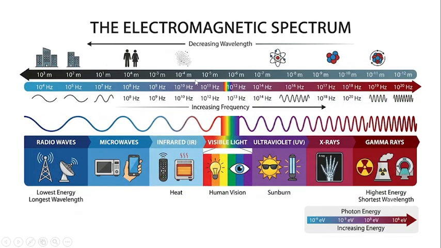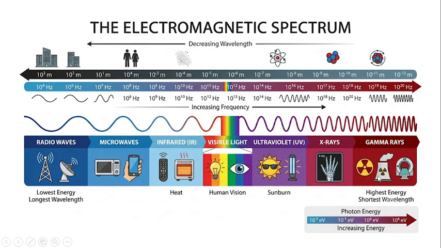So next is the electromagnetic spectrum. The electromagnetic spectrum contains different types of electromagnetic radiations according to their wavelength and frequency. In this particular diagram, you can see from right to left there is a decrease in the wavelength, and from left to right there is an increase in the frequency.